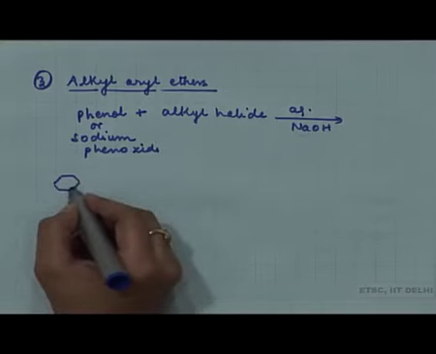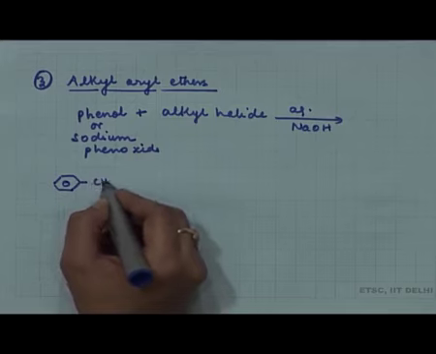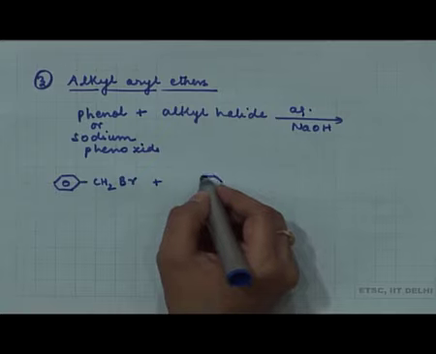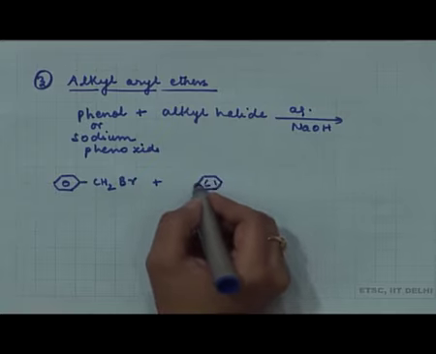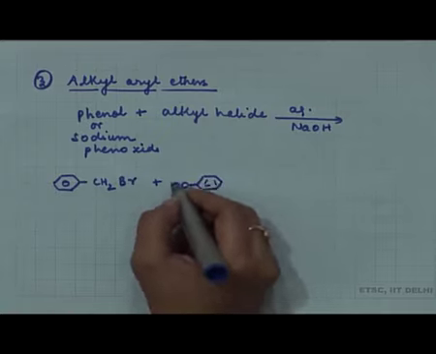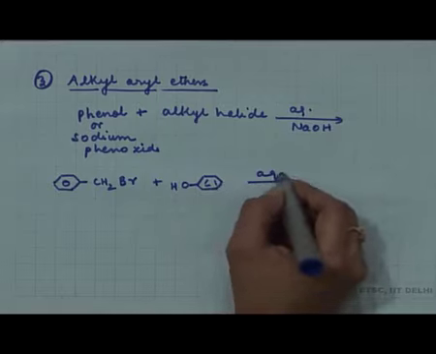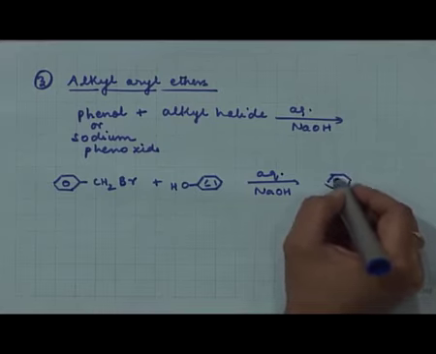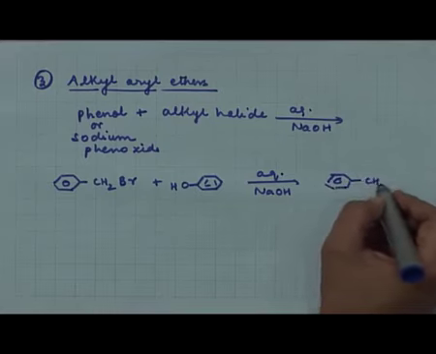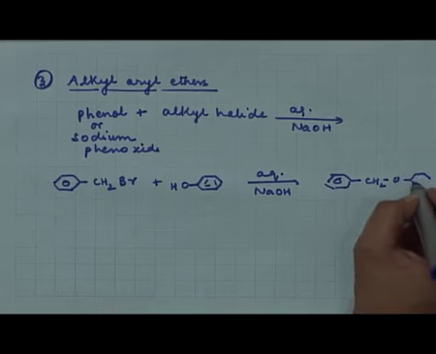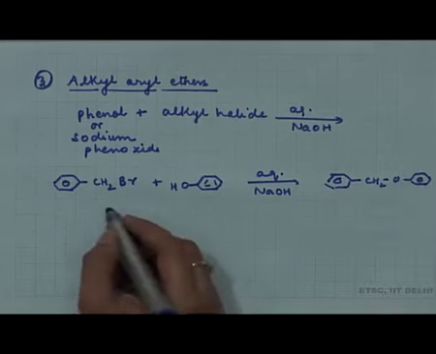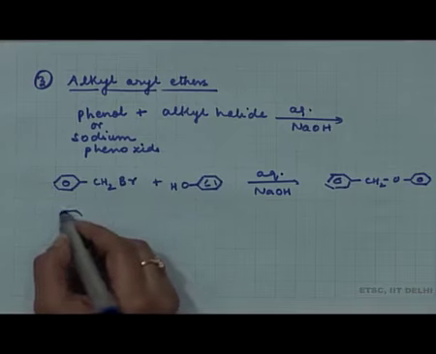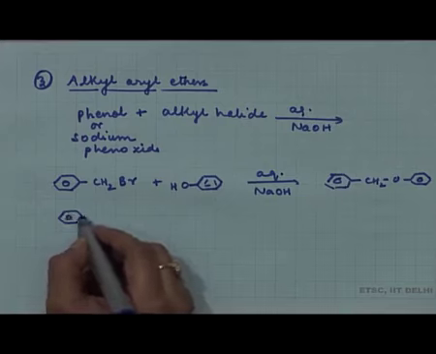So, as a representative example, if you start with any halide, let us say a benzyl bromide, and treat it with not a preformed sodium phenoxide, but a phenol in aqueous NaOH, you get the corresponding alkyl aryl ether, right.